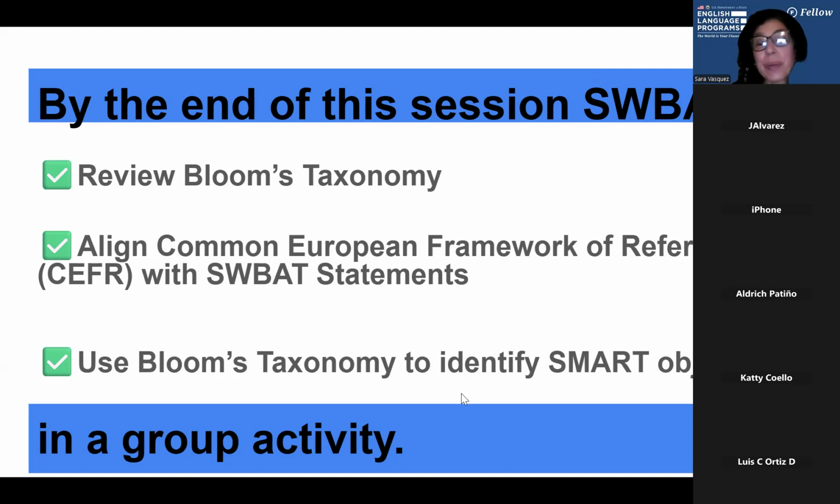So yes, did we review Bloom's taxonomy? Thumbs up or down, or clap, or heart, or thumbs down, whatever you want. Giving us feedback. Then look at the next one. Did we align Common European Framework of Reference, the CEFR, with our SWBAT statements.